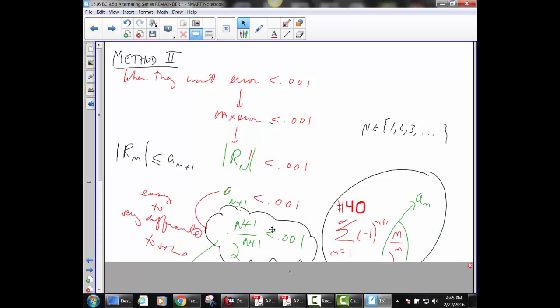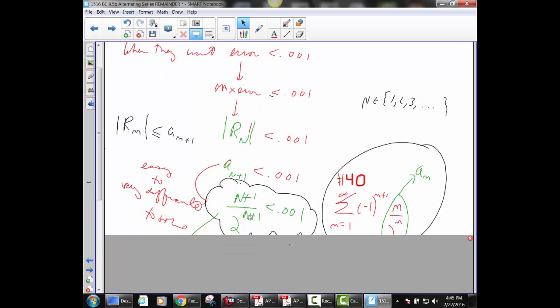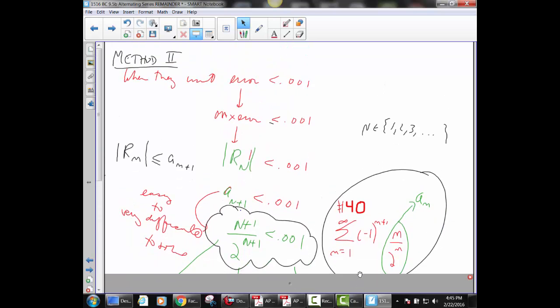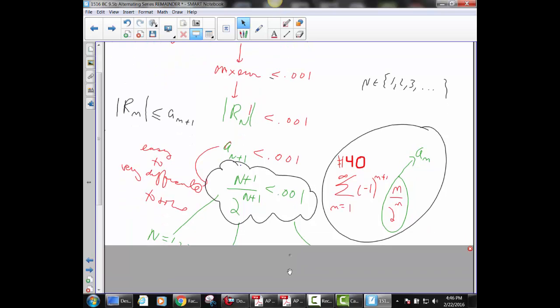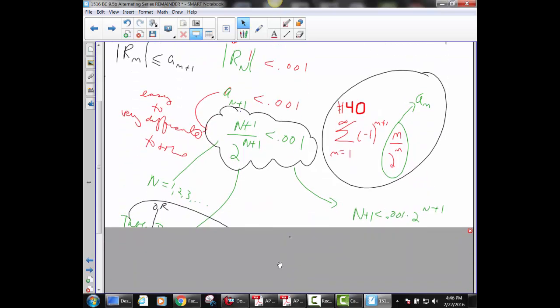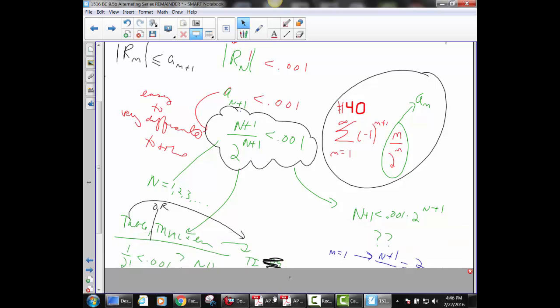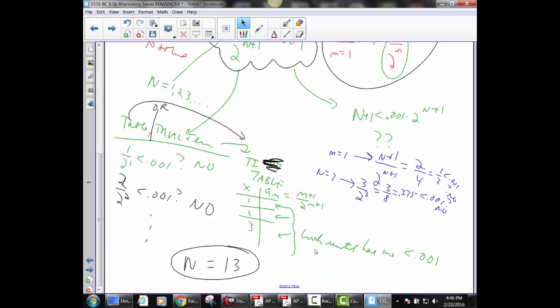And the absolute value of our Rn is, if we take, for example, number 40, where the series is -1 to the n plus 1 times n over 2 to the n. So therefore, the n plus first term will be n plus 1 over 2 to the n plus 1, and we want that to be less than 0.001. So you can solve that on your TI. And you will get n equals 13.